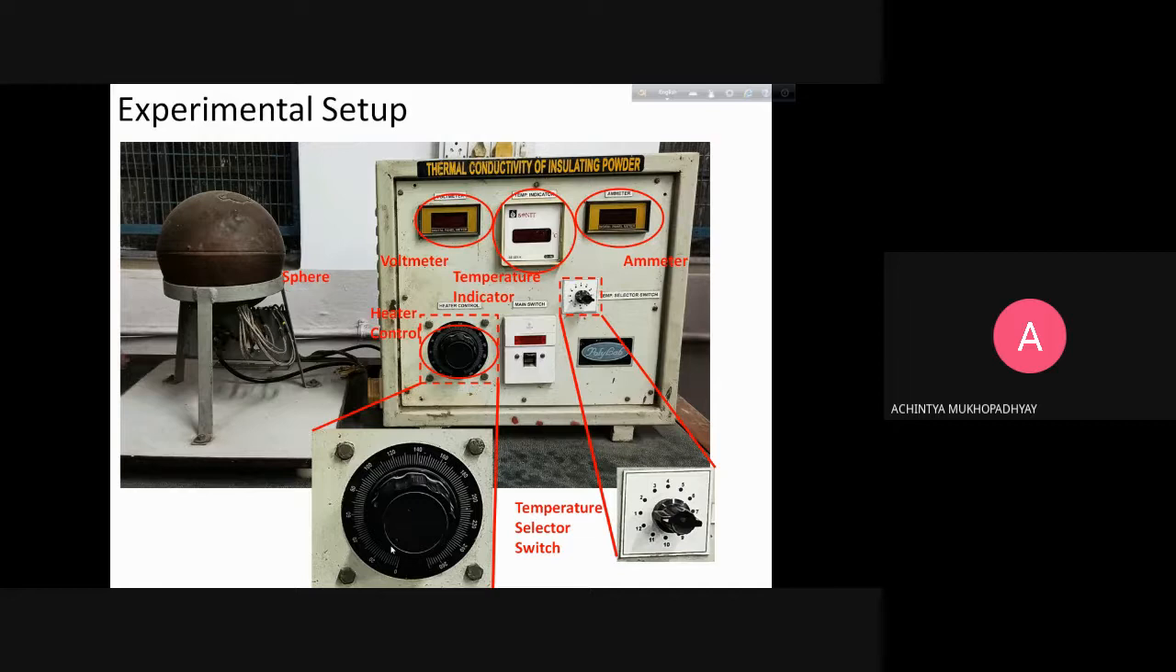So for example, if you want to get a voltage input of, say, a certain value, you should always take the pointer to a particular reading on the dial. So basically this allows you to set the power, and also to allow repetition of the results.